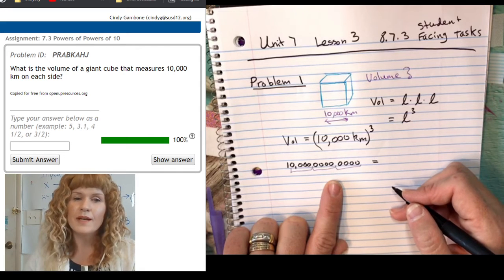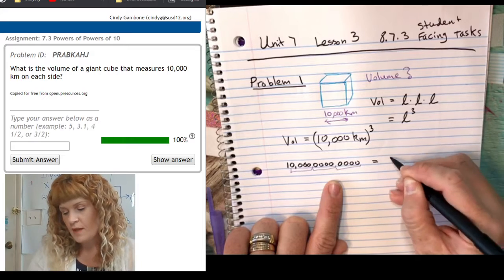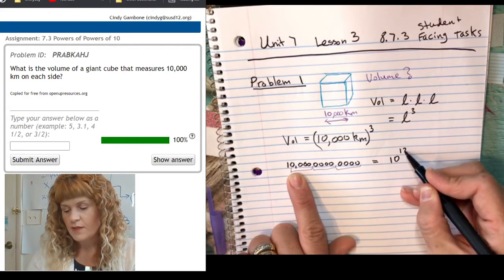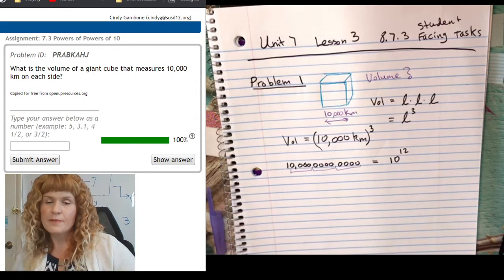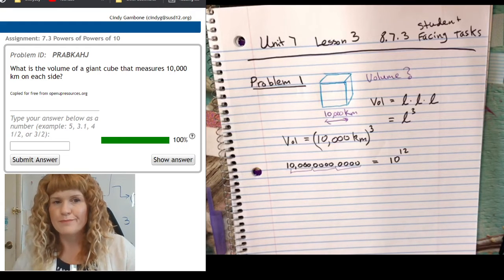But I don't want to write it out with all these zeros. I want to simplify that. That is 10 to the power of 12. 10 times 10 times 10 times 10. It's repeated multiplication. We multiply 10 12 times.